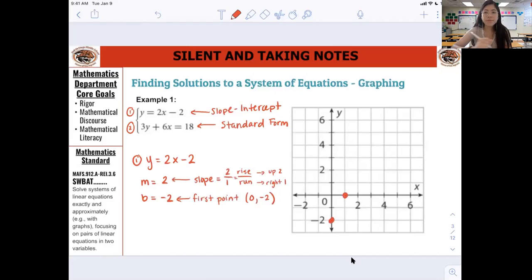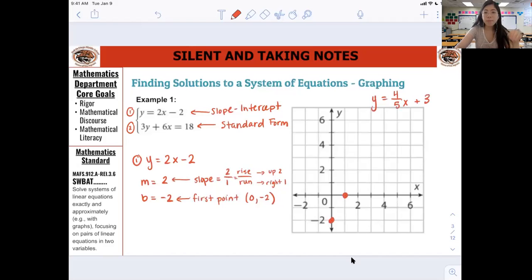Miss, I have a question. Go ahead. When it comes to finding how many places you need to move, is the run always going to be 1? No, because what if, for example, I write an example up here. What if you had y equals 4 over 5x plus 3? What would be my rise? What would be my run? So it's different when it's a fraction.